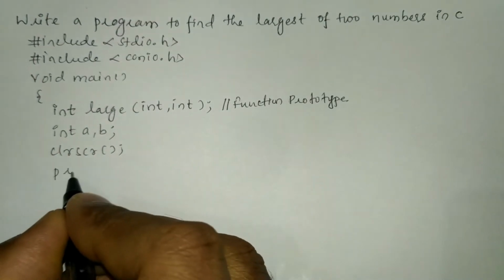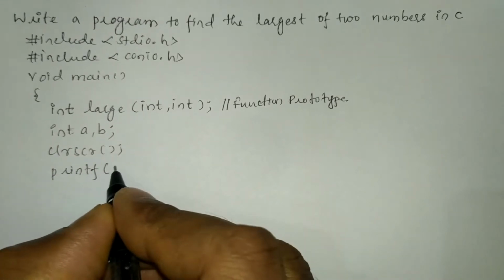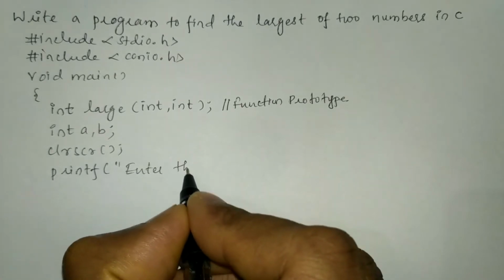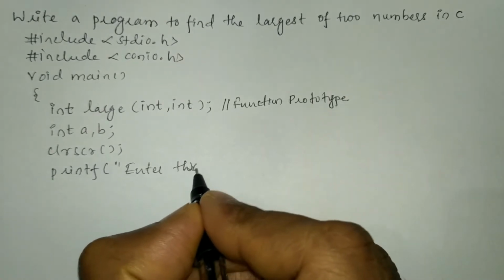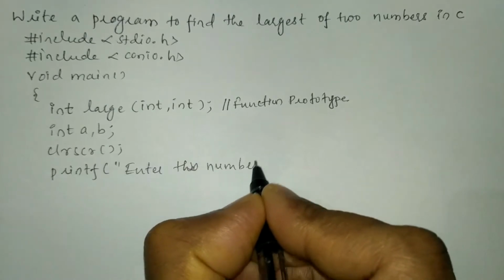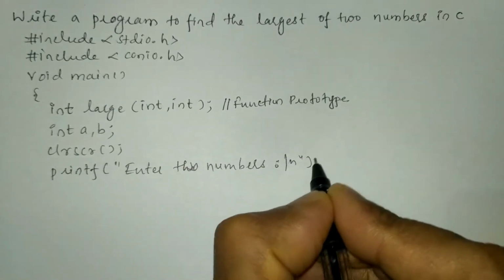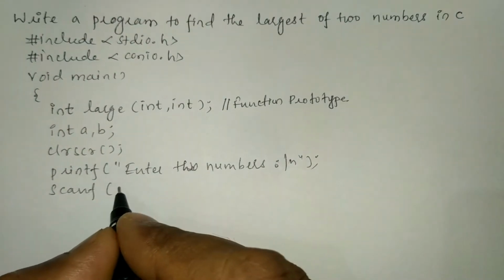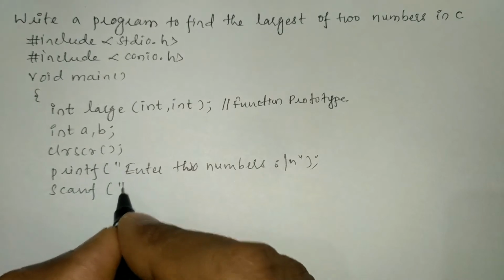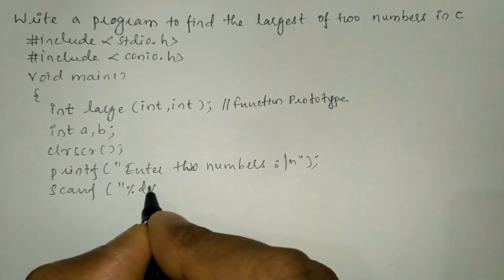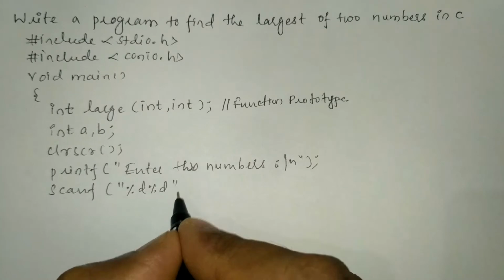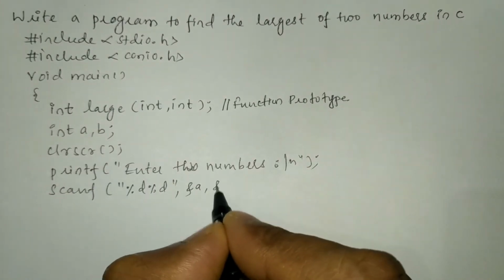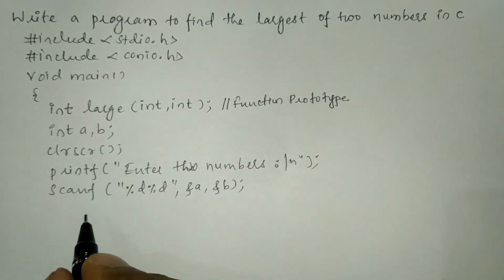Now let us ask the user to enter two numbers using printf statement. Here in a double quotation mark I'm going to write enter two numbers, for example, colon, backward slash n, end the double quotation mark and put semicolon, and we're going to receive the response from the user through keyboard using scanf statement. Here in a double quotation mark I'm going to write %d and %d, end the double quotation mark, comma, ampersand of a, comma, ampersand of b, and put semicolon.